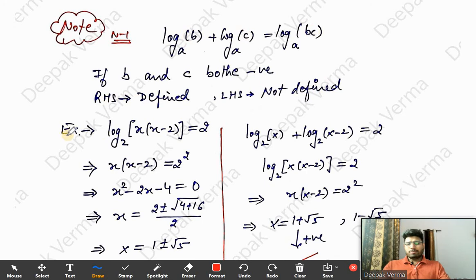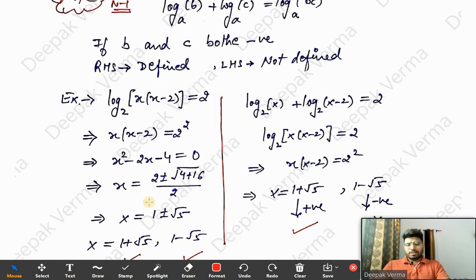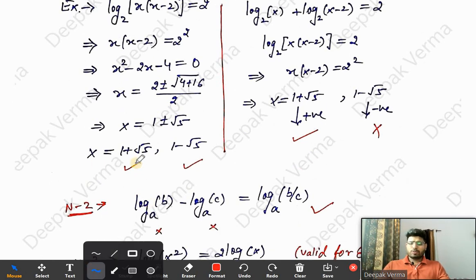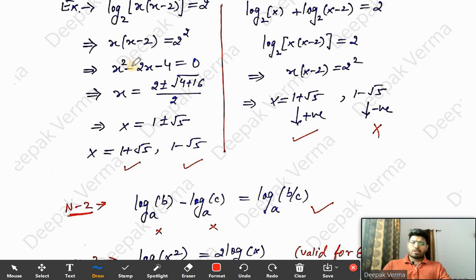Got it? For example, look here, log of x into x minus 2 base 2 equals 2. So from this log form, convert to exponential form, we will get x into x minus 2 equals 2 to the power 2. Now solve it. This will become a quadratic, and you can solve it yourself. Finally, we will get two values of x. Quadratic will become x square minus 2x minus 4 equals 0. Apply the quadratic formula, minus b plus minus under root b square minus 4ac over 2a. I hope you remember this formula.